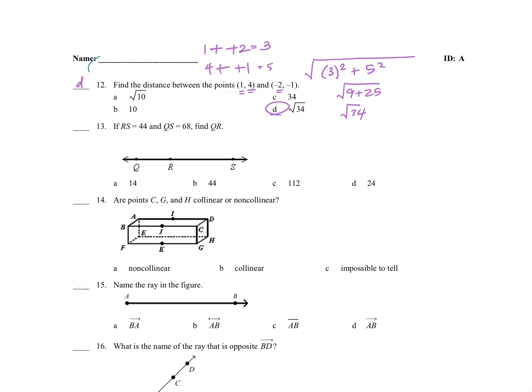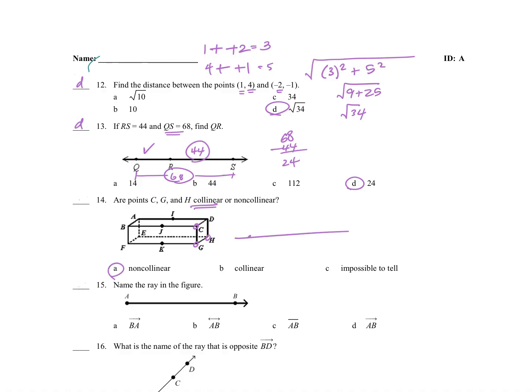For number 13, they tell us RS is 44. They tell us QS is the whole thing, which is 68. So I can do this minus this to get this. So do 68 minus 44 to get 24. So that is D for that one. Collinear means on the same line. So C, G, H are not collinear.